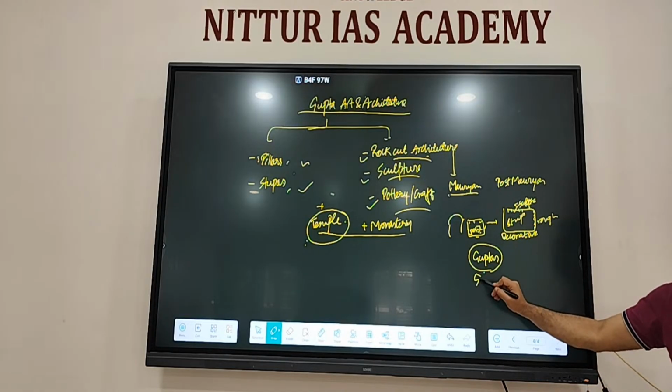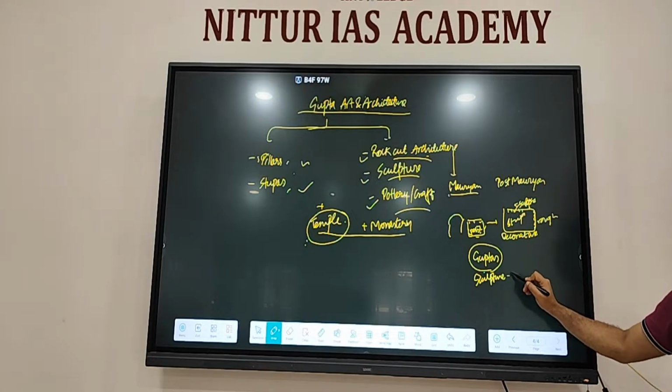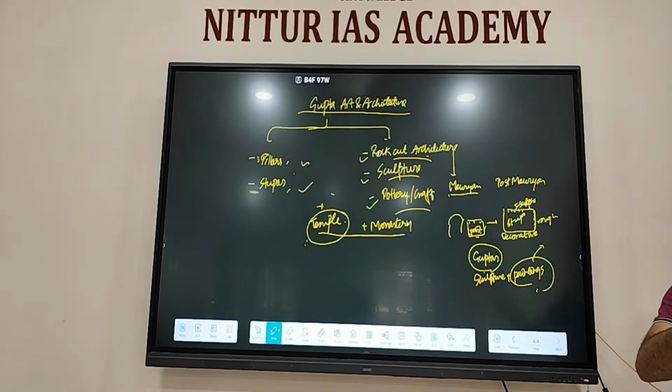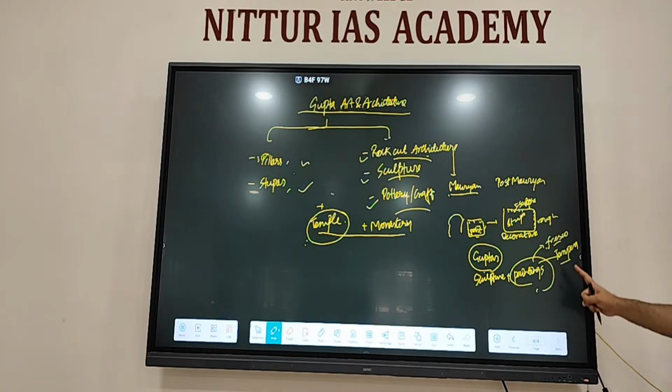In the Guptas you will not only see sculptures, you will also find paintings. Remember we discussed which types of painting? Two types: mural painting and miniature painting. Mural painting used to be painting on walls, and miniature painting used to be painting on canvas. Mural painting was further divided into two types: fresco painting and tempera painting. Fresco used to be done on wet walls, and tempera on dry walls.